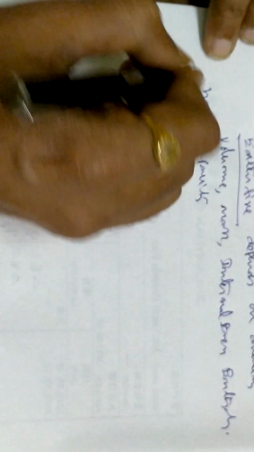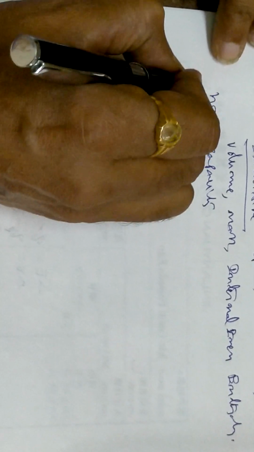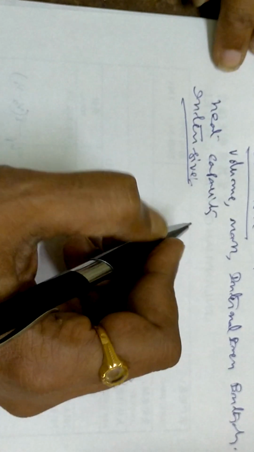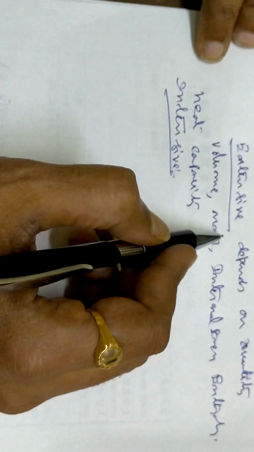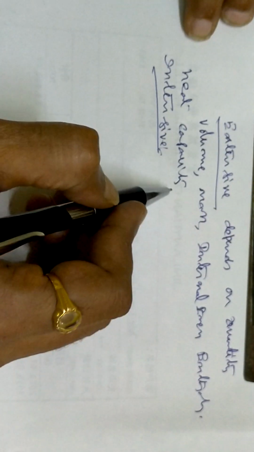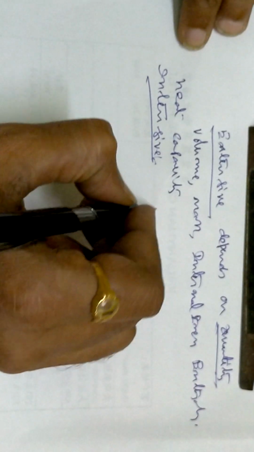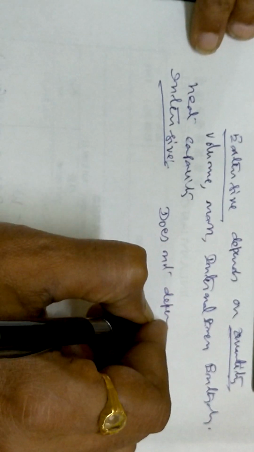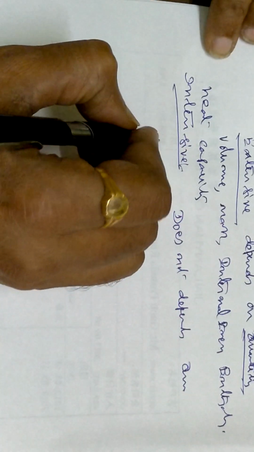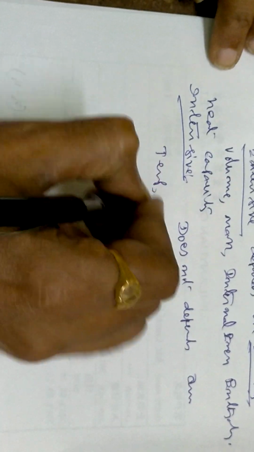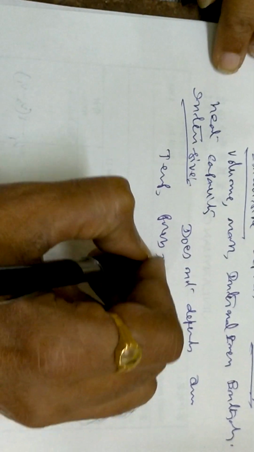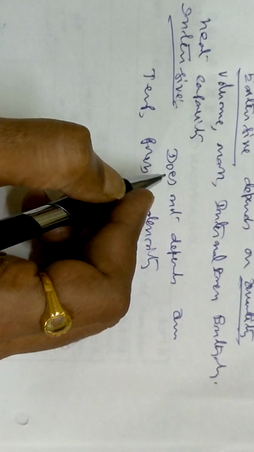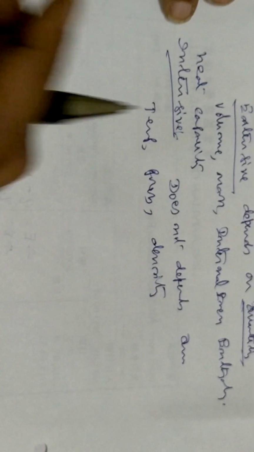Then what is intensive? Intensive property is just the opposite, that means a property which does not depend on quantity. Examples: temperature, pressure and density. So these are the ones we normally require most of the time.